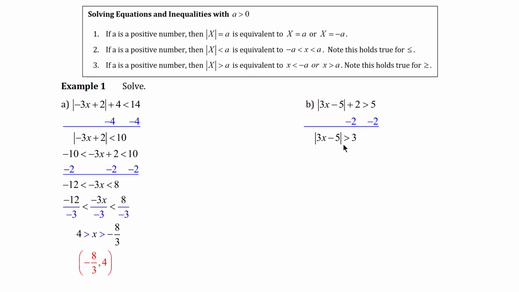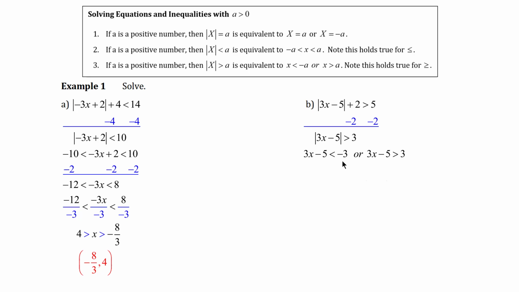Now that our absolute value is isolated on one side, you can see that we have an absolute value greater than a positive number. This means that we can apply our third rule. So we could rewrite this absolute value inequality as 3x minus 5 less than negative 3, or 3x minus 5 greater than 3.